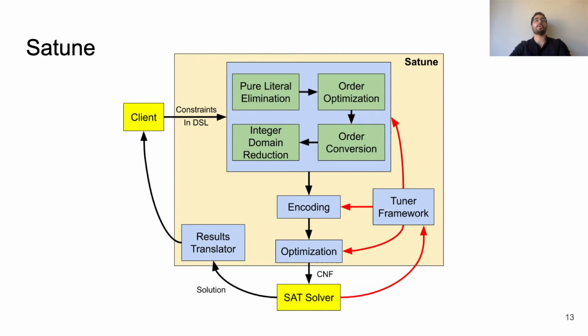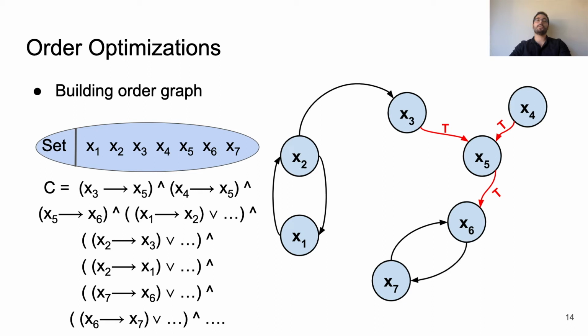Satune implements optional order optimizations that benefit from knowing the polarity of order variables. The polarity of an order variable is positive if the variable appears with an even number of negations, otherwise it would be negative.